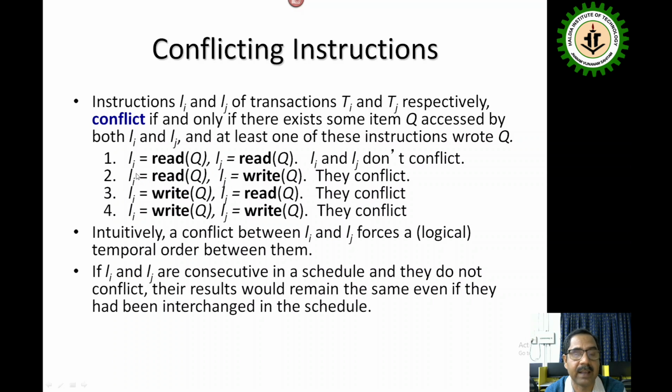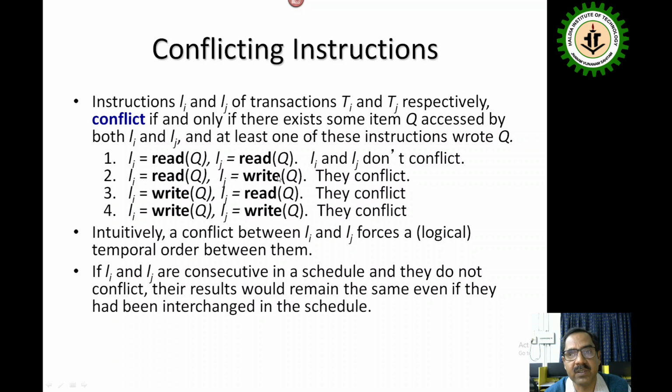Here this instruction is a read operation performed by which transaction? Ti, on which data item? Q. And here the instruction Ij equals a write operation performed by which transaction? Tj, not Ti, and the same data item Q. So here the value is changed by Tj, and the value is retrieved by Ti. So they conflict.